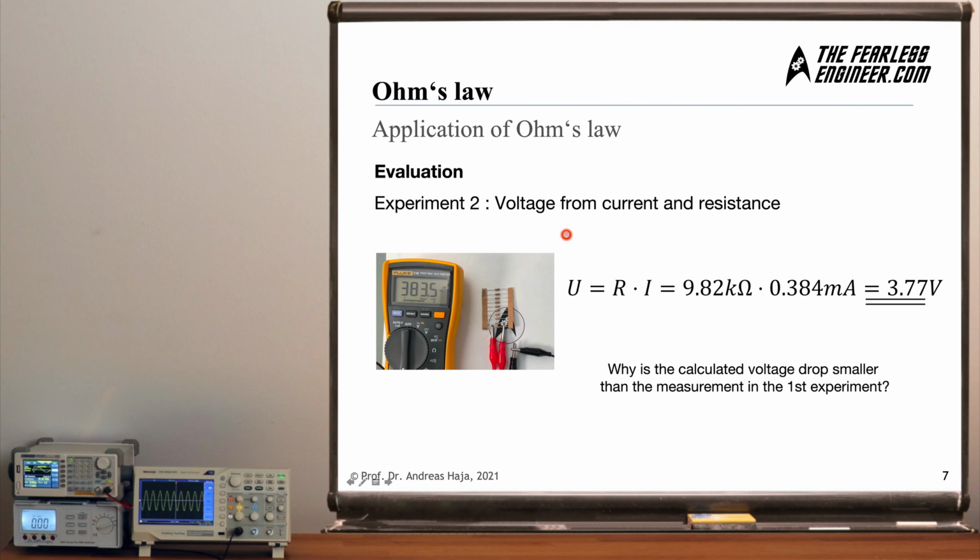And secondly, in this experiment here, we will now be using a current measurement and the same resistance reading as taken in the last video to arrive at the voltage drop across the resistor, which by using Ohm's law is now at 3.77 volts. Now the question might arise why the voltage drop which we calculated is smaller than the measurement which we took in the first experiment. If you have any idea why this might have happened, please drop me a comment down in the comment section below and we will continue our discussion there.